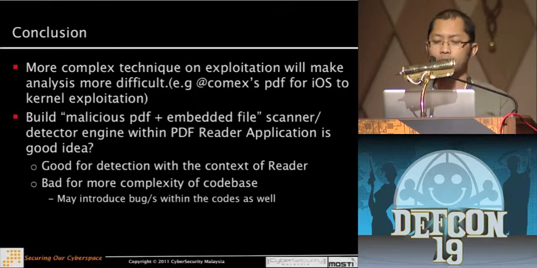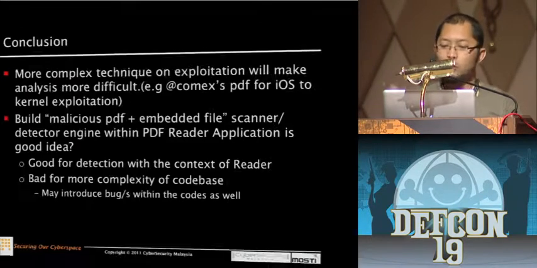And of course, a malicious PDF scanner or detector engine embedded within the reader application itself is a good idea, because you have the context within the PDF reader, okay? But for some reason, I think it's also a bad idea. If you add another engine on top of it, you add complexity to the code base, which also means more bugs within the engine itself. It would be embarrassing to have the code that scans for malicious stuff also be vulnerable to bugs, all right? So pretty much that's the conclusion.